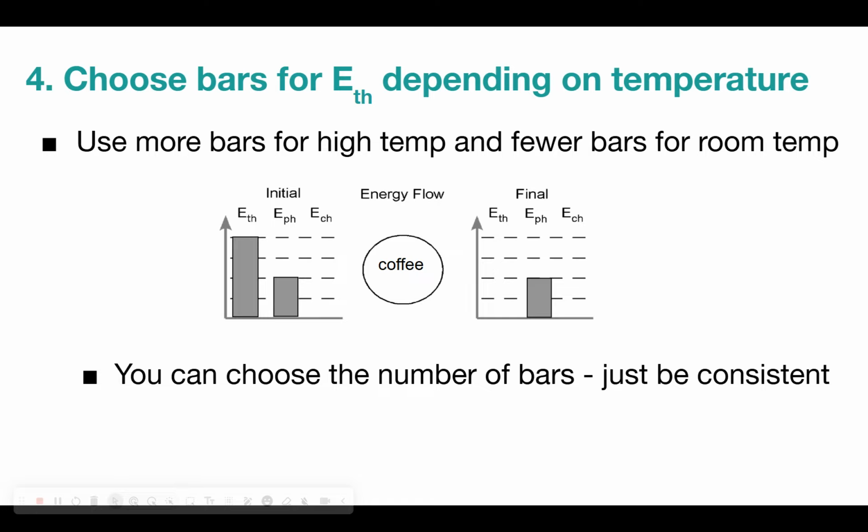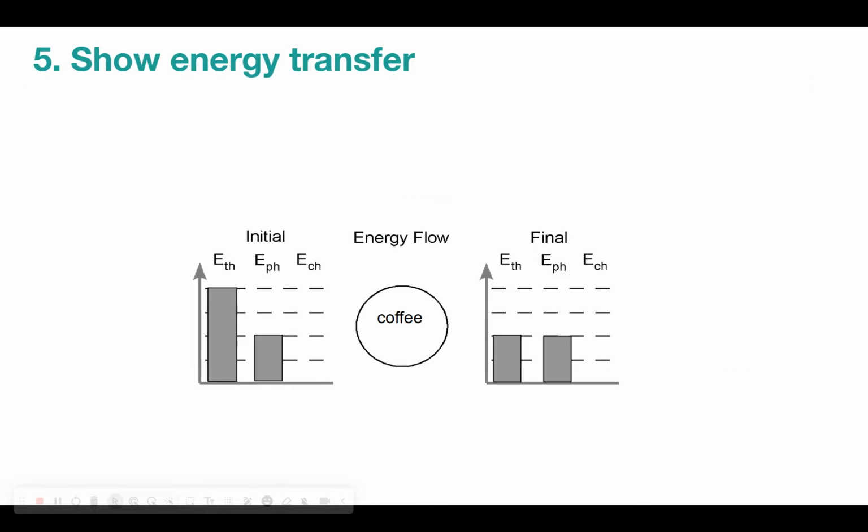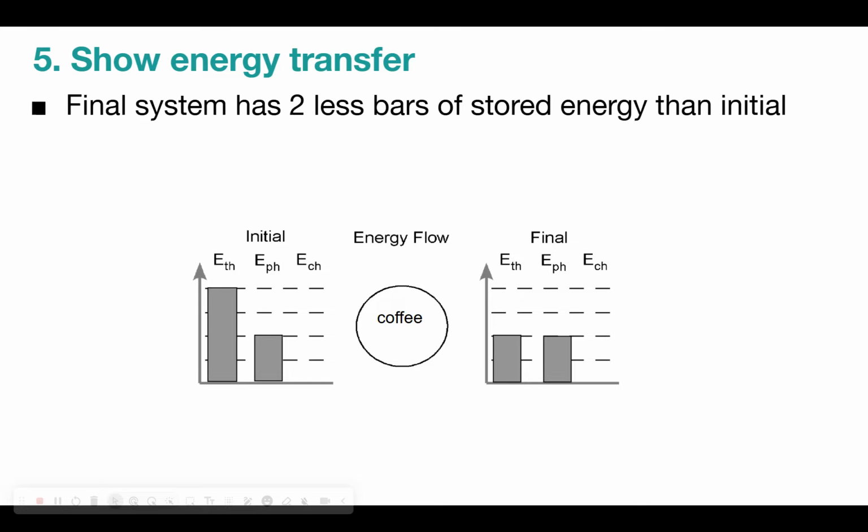So here, I'm going to choose 4 bars to represent hot, and then 2 bars for room temperature, just because it's a really obvious change. You could have gone 3 to 2, that would have been fine. So that looks great. Now we need to show the energy transfer, because obviously we don't have the same amount of energy in our beginning and ending conditions, and we are breaking the first law of thermodynamics, and we're gonna go to the jail of the thermodynamics. No good. So our final system has 2 less bars of stored energy than the initial.